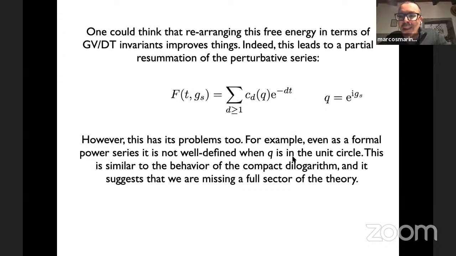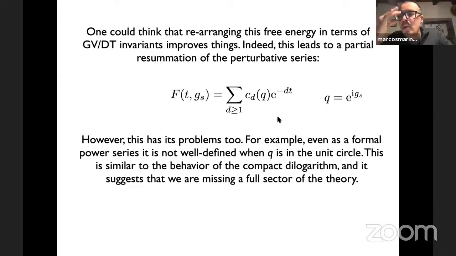And let me point out that this is exactly what happens to the compact dilogarithm. And we know that the compact dilogarithm is a function which has an infinite number of poles in the unit circle. And one way to understand this function is that it's missing something. And what is missing is another piece which makes the non-compact dilogarithm. And when you add this other piece, all the singularities disappear. So the fact that this function has all the singularities in the unit circle, for me, is a strong indication that we are missing a full sector of the theory.